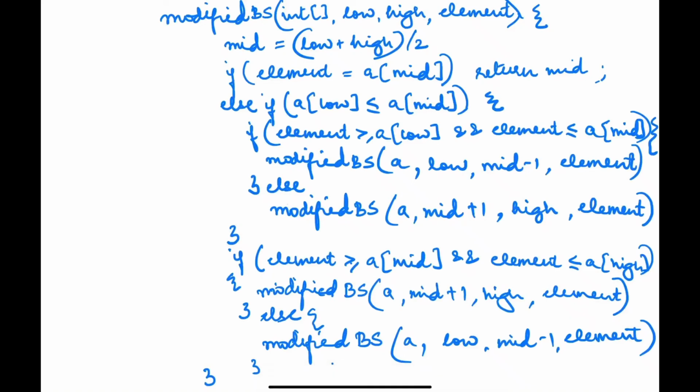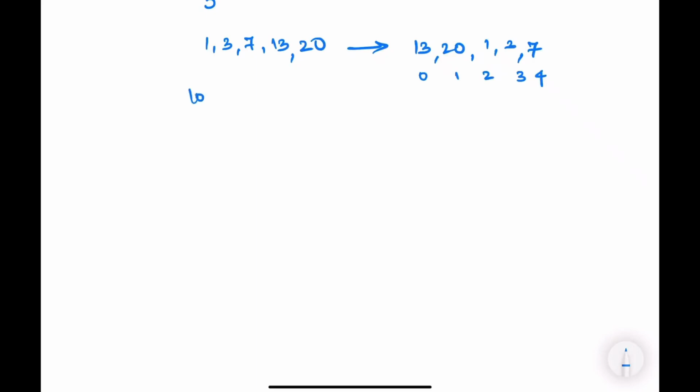Let's see this with an example. I'll explain this algorithm with an example. So let's take our previous example only. The original array was 1, 3, 7, 13 and 20, and we rotated it by 2 positions. So the array becomes something like this. Now with this algorithm, these would be the indexes. So your low would be 0, high would be 4, and likewise mid would be 2. So this is your middle element.